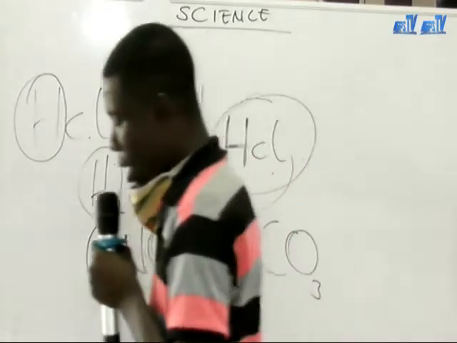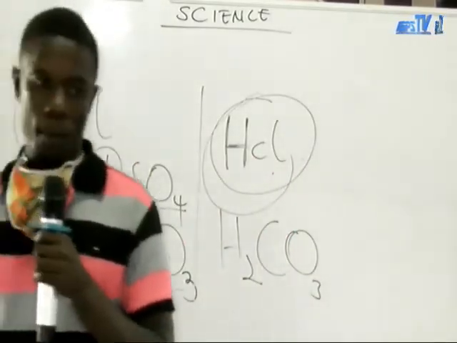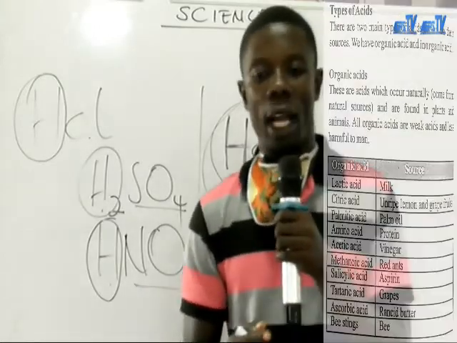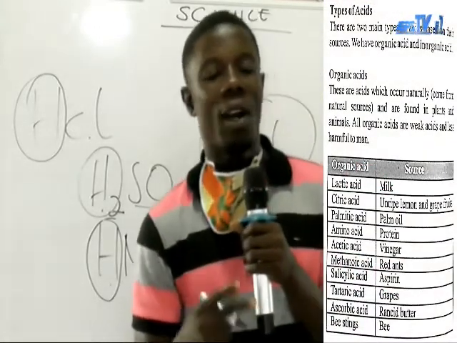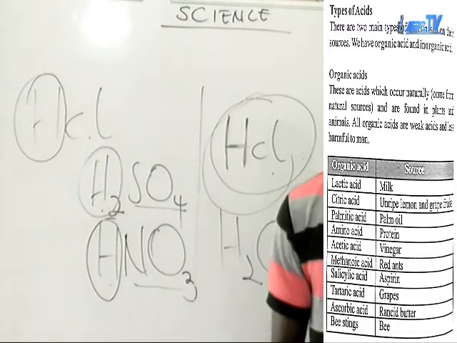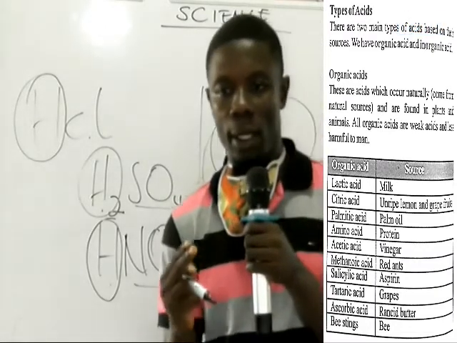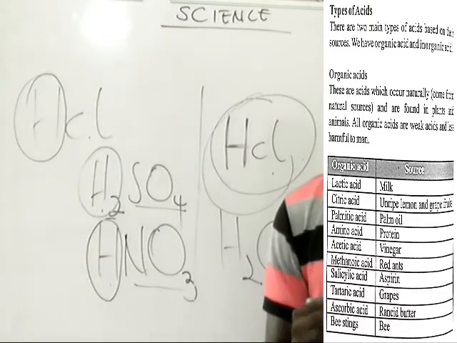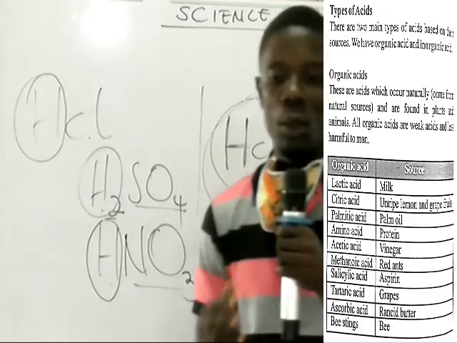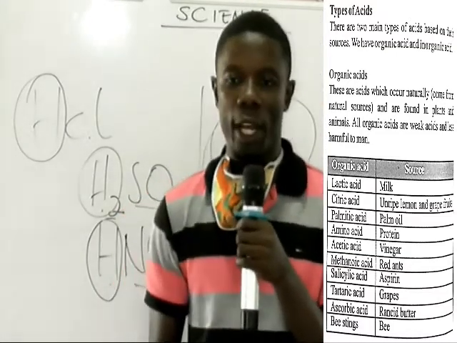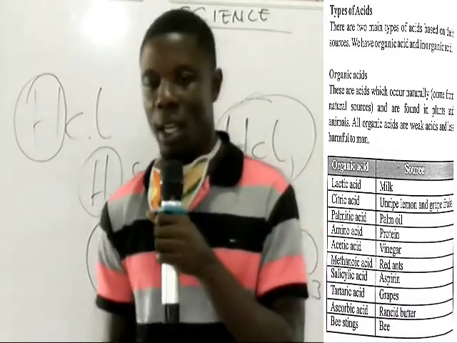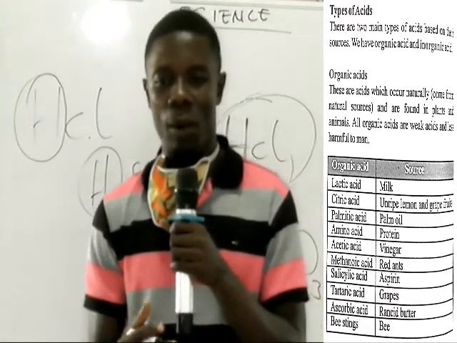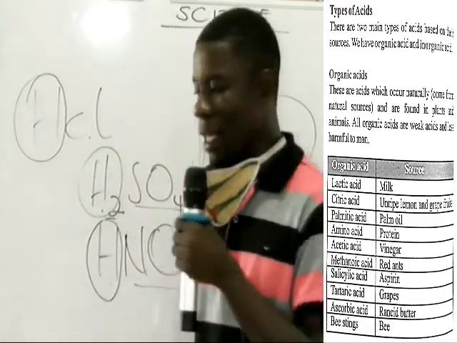Now, let's go to types of acid. We have 2 types of acid: organic and inorganic. There are 2 main types of acid based on their sources. Take note of that, based on their sources. We have organic and inorganic acid. Now, let us calm down. I want you to understand the terms organic and inorganic.